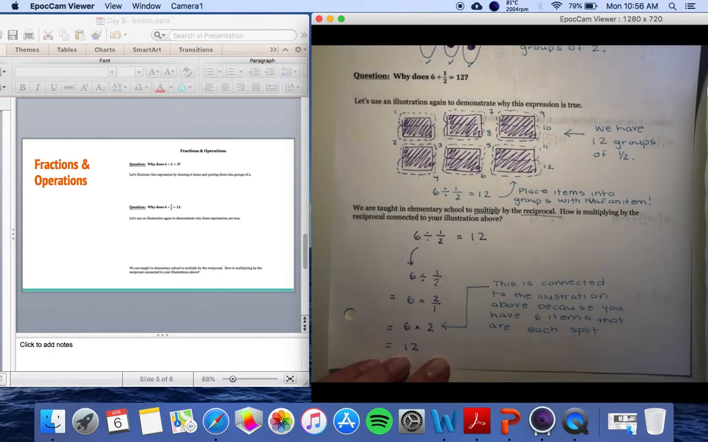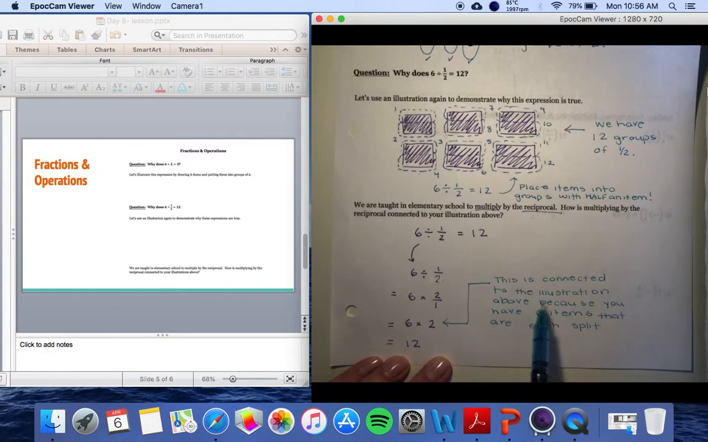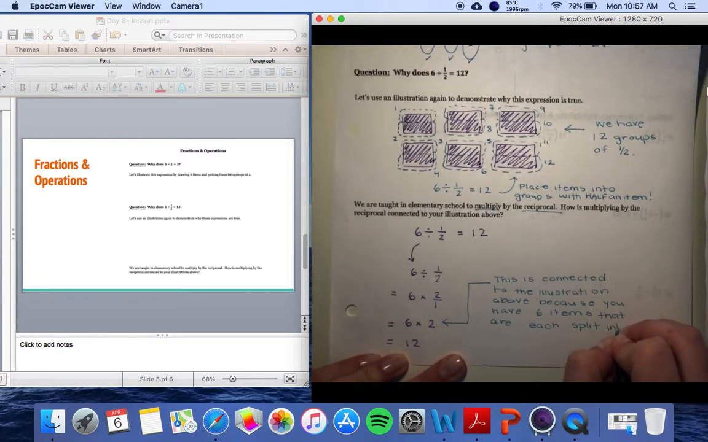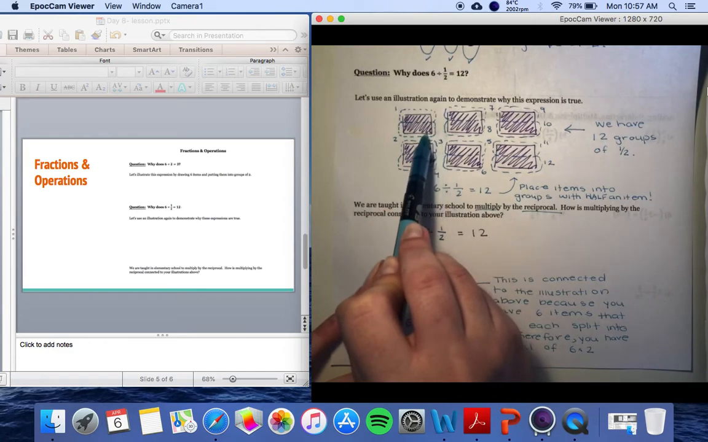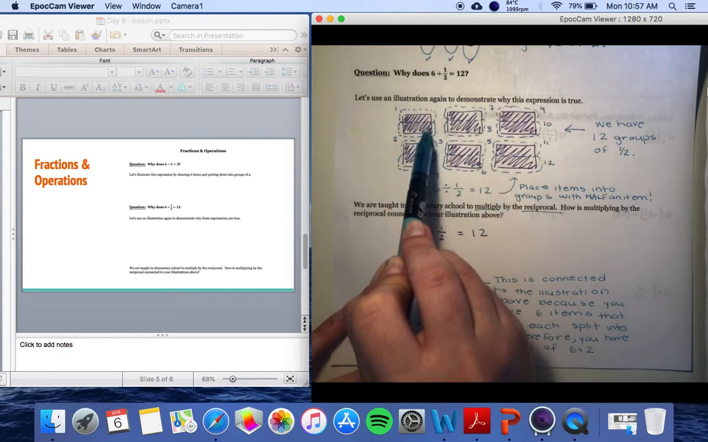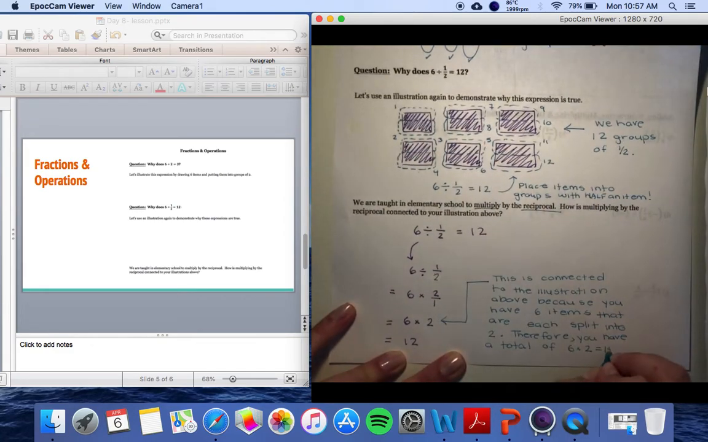So what I wanted to say is that this is connected to the illustration above because you have 6 items that are each split into 2. Therefore, you have a total of 6 times 2. So 6 items technically, because we have 6 boxes, and we're multiplying that by 2 each time, which equals 12.